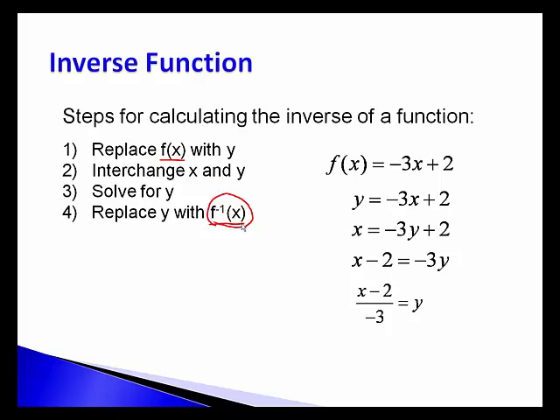And at the same time I do this, I'm going to turn it around so that it'll look like you're expecting an inverse function to look. And here's what it says. f inverse of x is equal to (x minus 2) divided by negative 3. You have 4 steps to arrive at this inverse, and those same 4 steps should be done every time you're asked to calculate an inverse of a function.